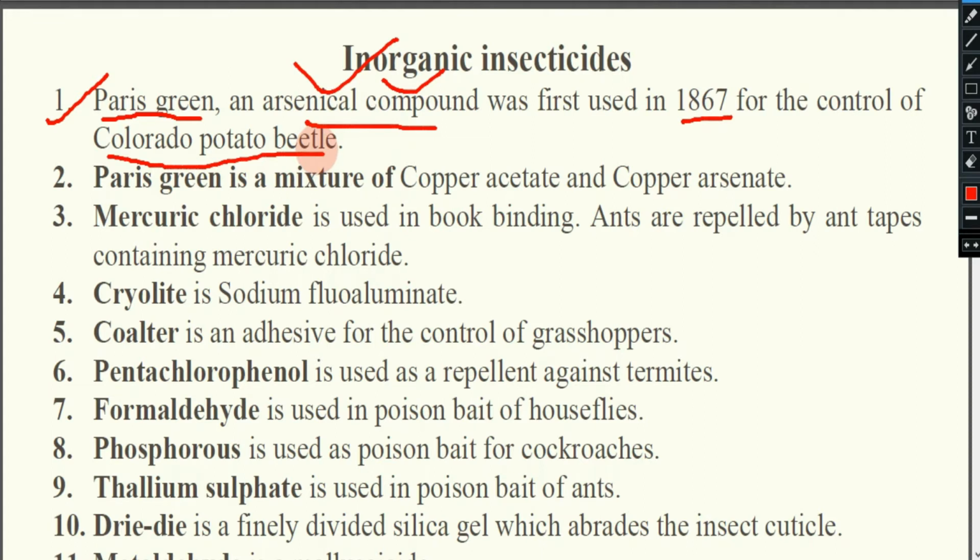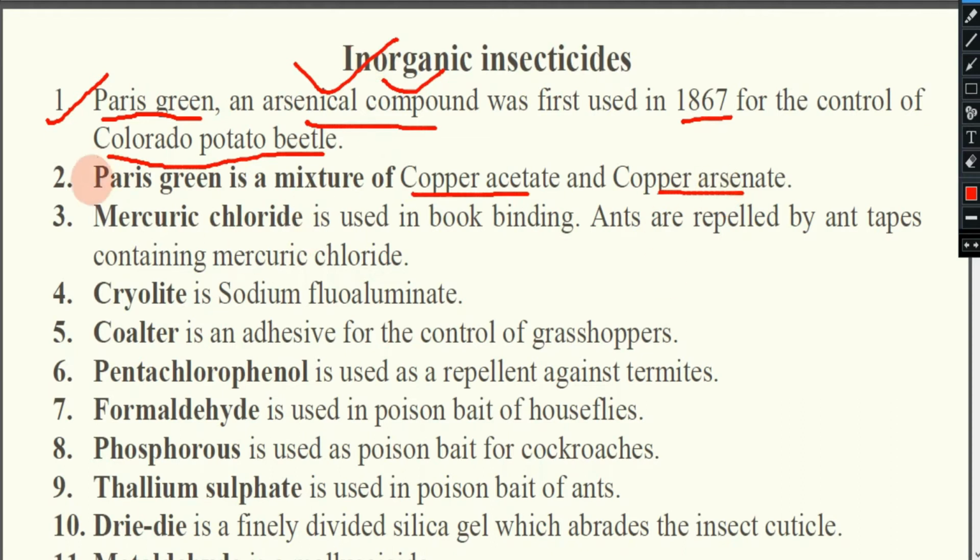Then coming to what Paris green actually is. This Paris green is a mixture of copper acetate and copper arsenate, which becomes copper(II) acetate triarsenite. As you know, this is an inorganic insecticide. It is also known as copper acetoarsenite. It is highly toxic and is a green crystalline powder, used either as a rodenticide or an insecticide, but basically it was used against the Colorado potato beetle.